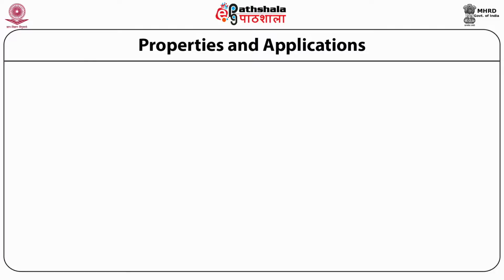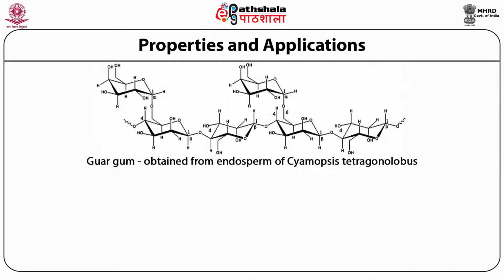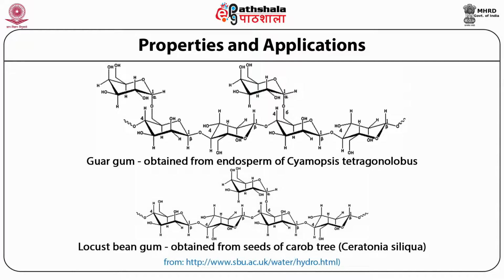The structure of guar gum, obtained from the endosperm of Cyamopsis tetragonolobus, consists of mannose as well as galactose linked via 1,4 as well as 1,6 linkages. Similarly, in locust bean gum there is only one galactose unit out of 4 units, whereas in the case of tara gum there are 3 units of mannose and 1 unit of galactose.